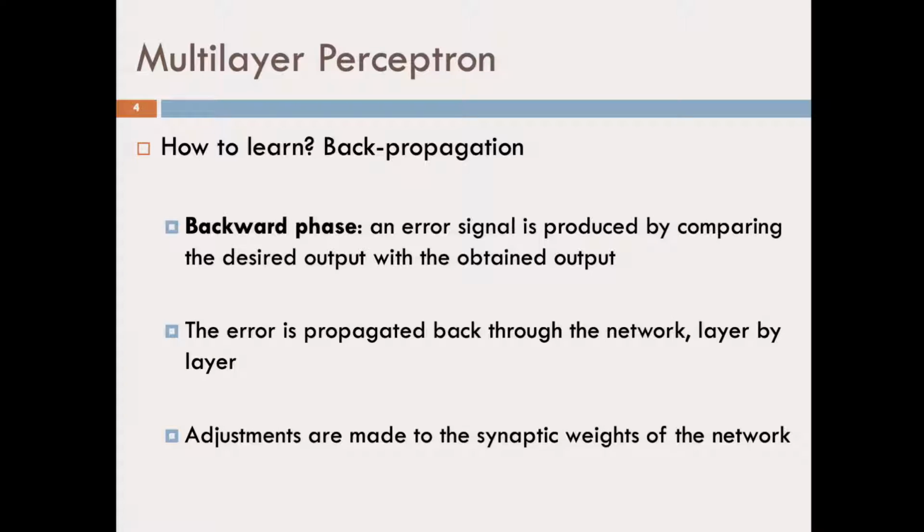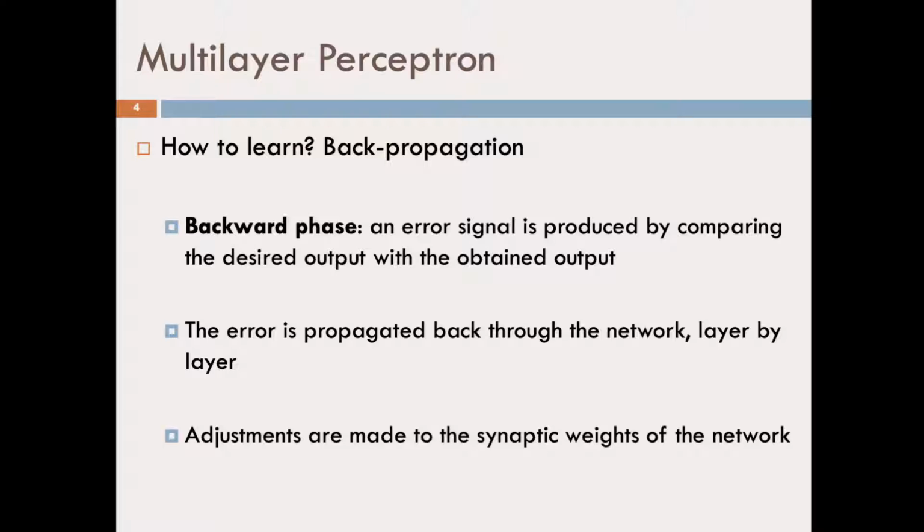Now, we have the backward phase. In the backward phase, we compute an error in the output of the neural network, just like we did with the Perceptron. We have a desired output and the output of the neural network. We compute an error, that's desired output minus prediction. And then we are going to use this error to correct the weights.